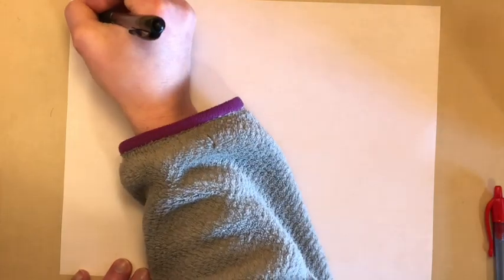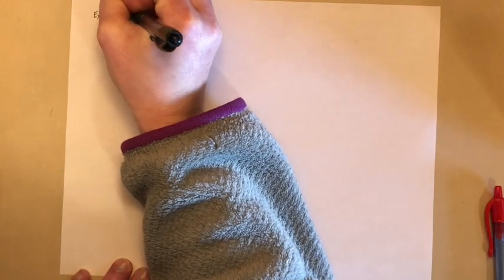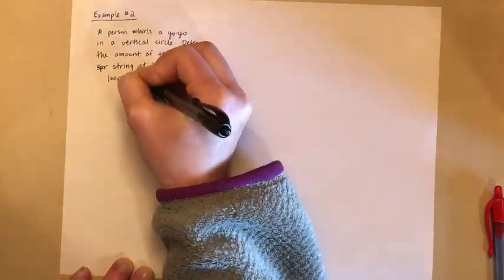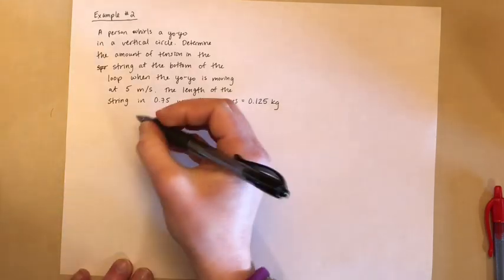Okay, I'm going to let you do one more example. We're just going to do a second example where you can try it on your own, using a spinning yo-yo. All right, so a person is whirling a yo-yo in a vertical circle. I want you to determine the amount of tension in the string at the bottom of the loop when the yo-yo is moving at 5 meters per second. The length of the string is 0.75 meters, and the yo-yo has a mass of 125 grams.